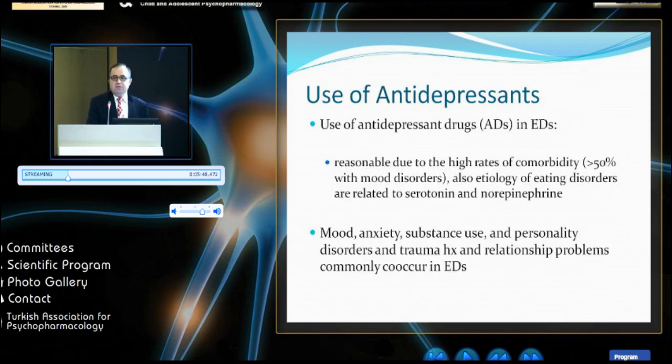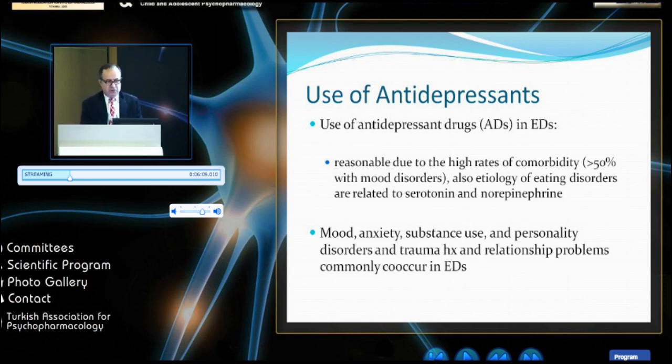Now, the main medication group with the most evidence in eating disorder treatments is antidepressants. The evidence is primarily for bulimia nervosa, some for binge eating disorder, which is now a formal diagnosis in DSM-5, and there is some evidence for anorexia.